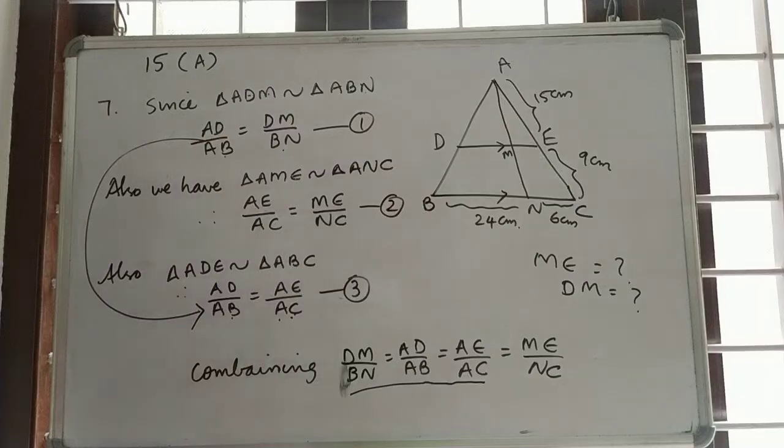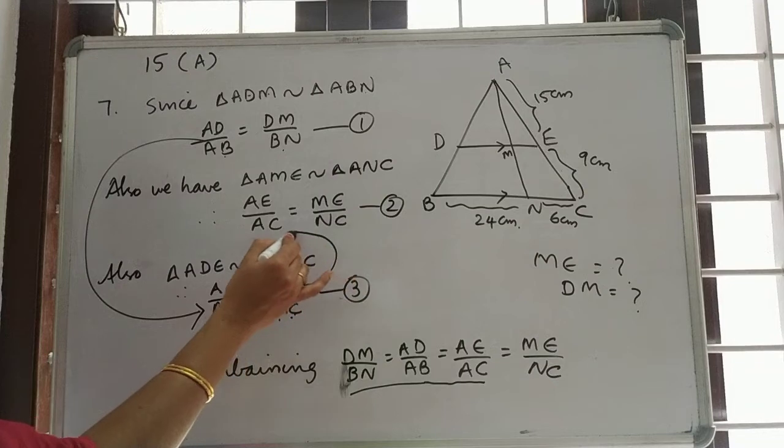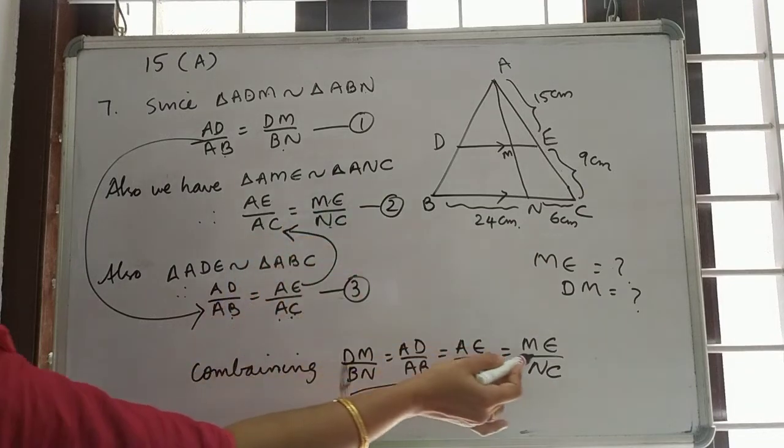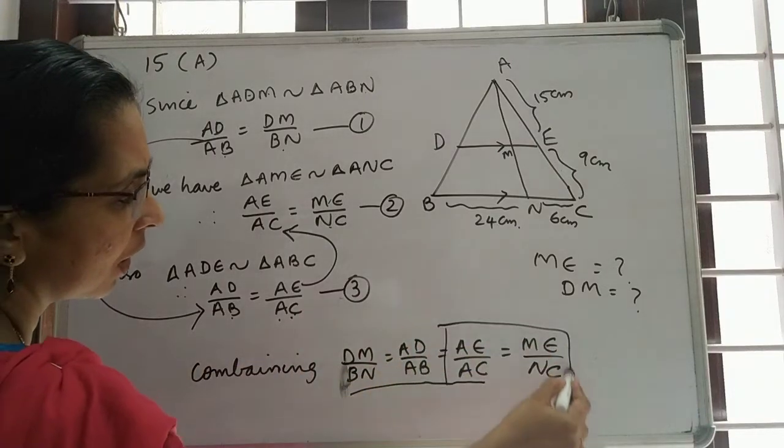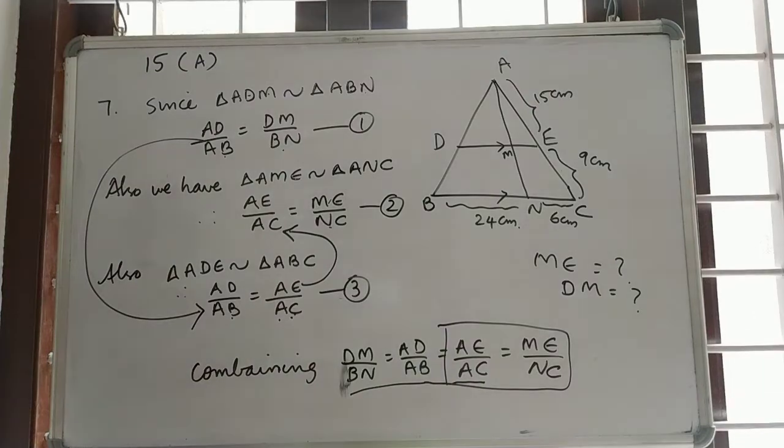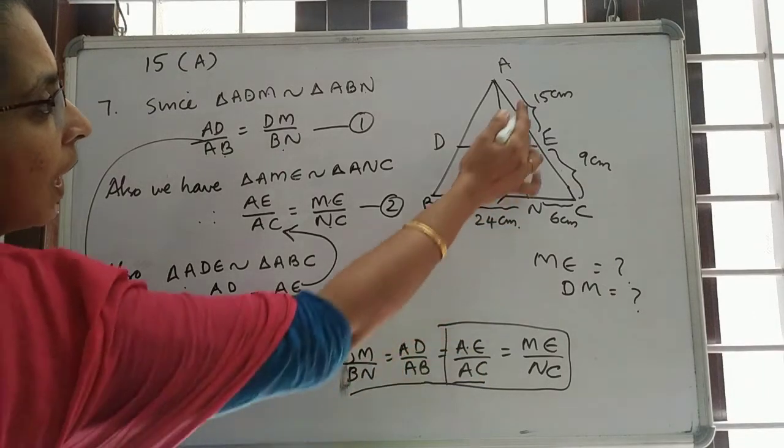Then look at equation number 2. AE by AC is equal to ME by NC. We want to find the value of the lengths DM and ME. So what are the measures given? AE we have, AE is 15.